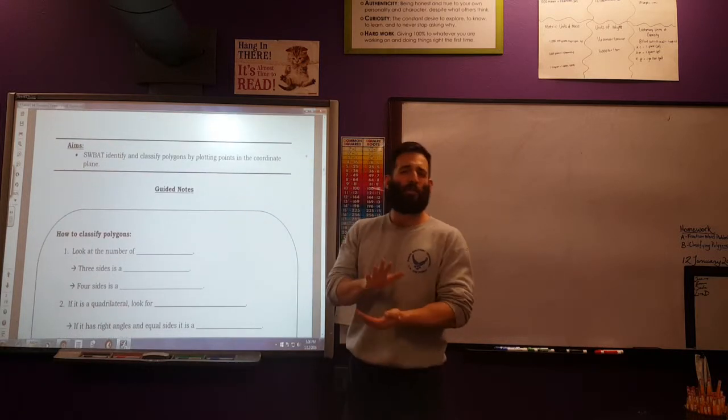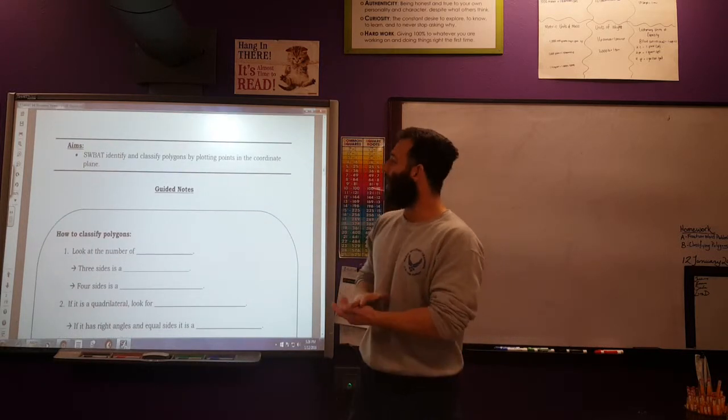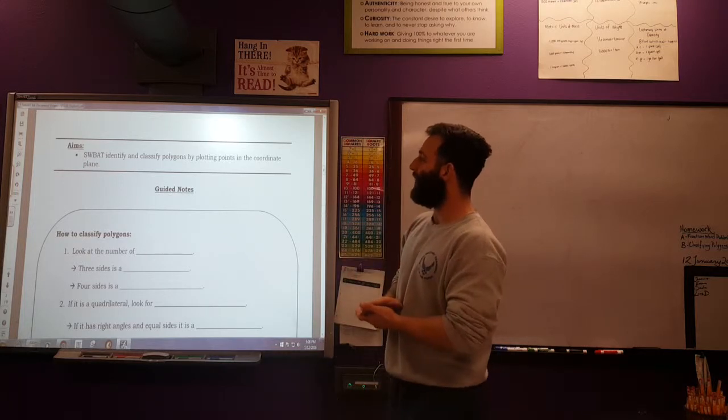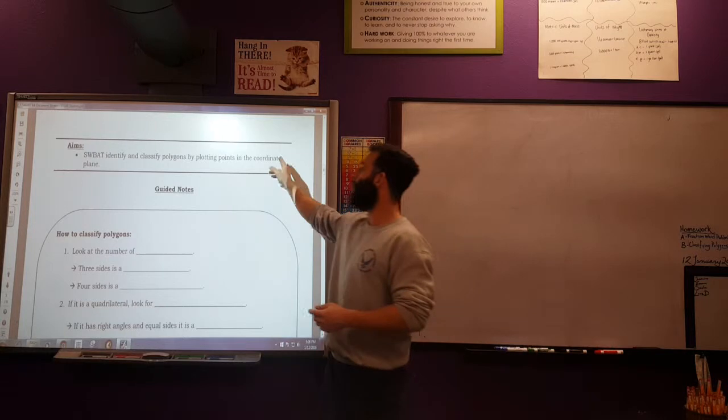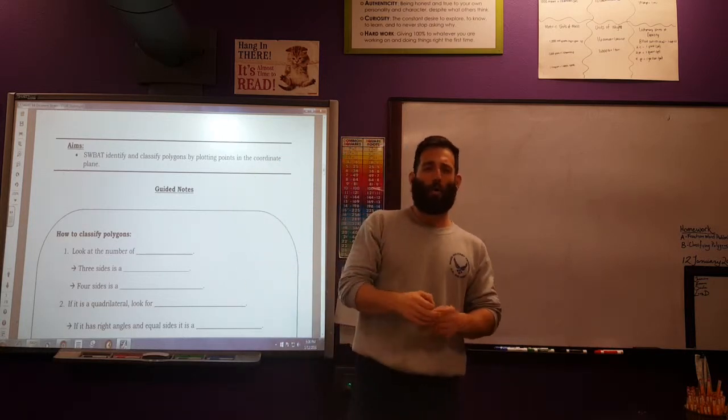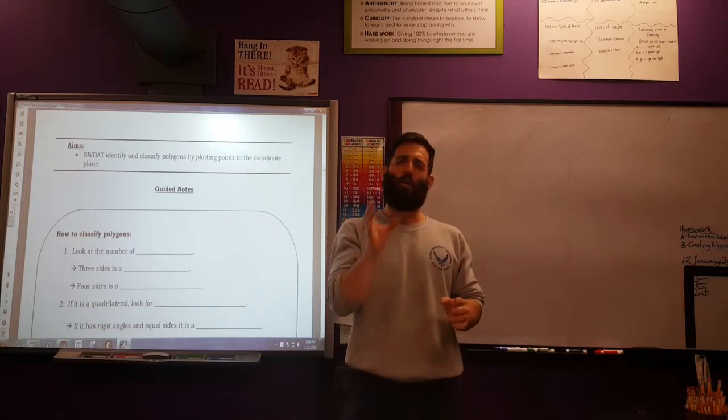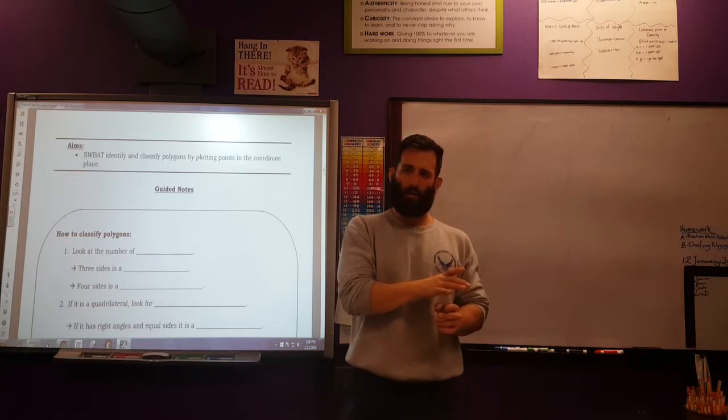Today's aim, I know this is a little different format today, but today's aim is student will be able to identify and classify polygons by plotting points in the coordinate plane. Now, this is combining what we did last week and then what we started to do yesterday and Monday.